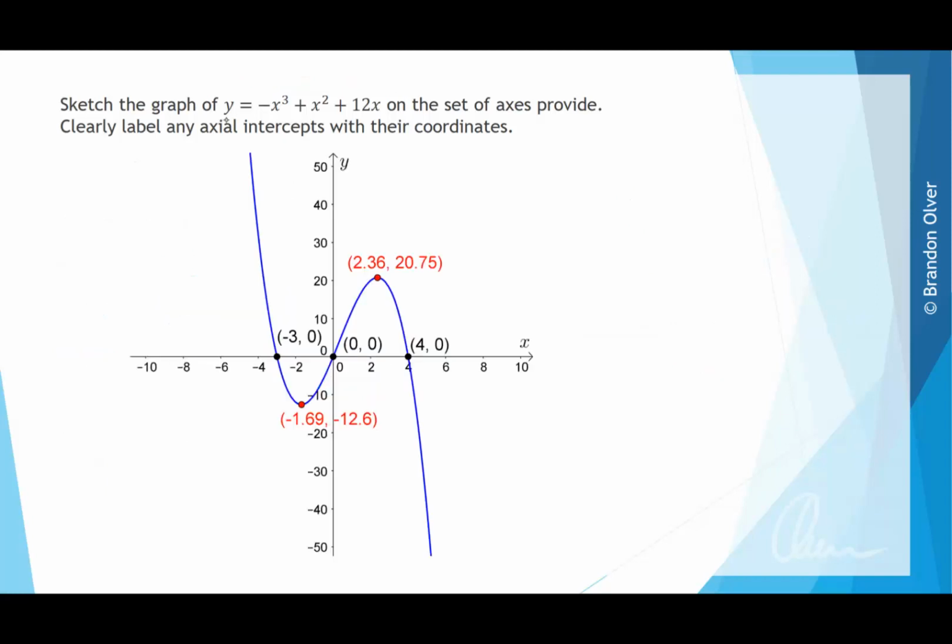On this slide, we've had a computer generate this cubic graph, and you can see that the x-intercepts remain the same as what we found previously, and we've also included a decimal approximation of the minimum and maximum turning points for this graph.